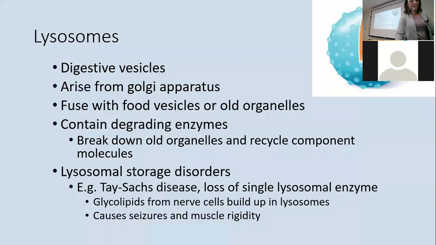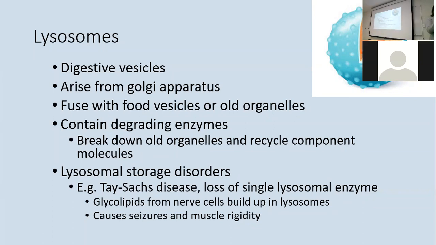So another thing that the Golgi apparatus does is it makes lysosomes. It's just another little vesicle, another little membrane-bound packet, but these carry enzymes specifically, right? So they're digestive vesicles. To lyse, like if you lyse a cell, you break it down. So lysosomes are little vesicles that carry digestive enzymes to break down things. So they fuse with things like food vesicles or old organelles that need to be repaired or replaced, right?